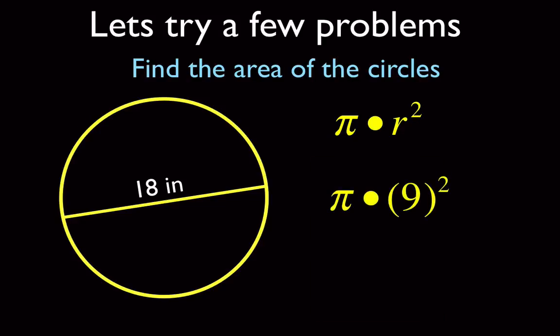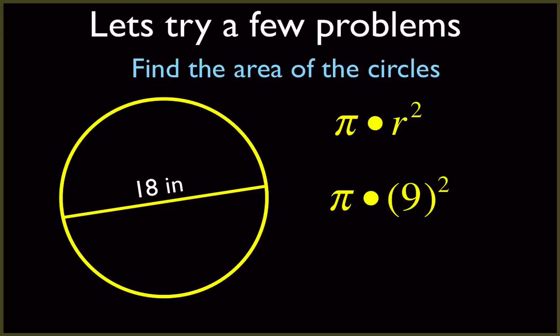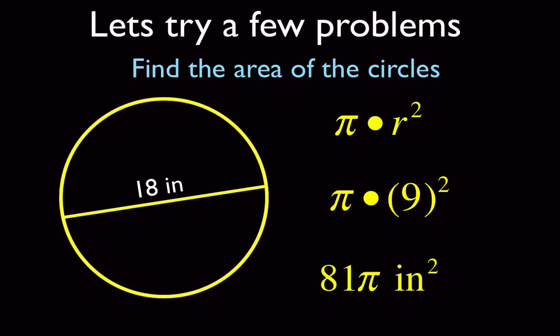Alright, so the radius on this one was 9. That's what you had to be careful about. If you put 18 in there, you'd get it wrong because when we talk about a circle, we're only talking about the radius being halfway across. So then in that case, it's 9 and 9. 9 times 9 is 81. So the answer is 81 pi inches squared.